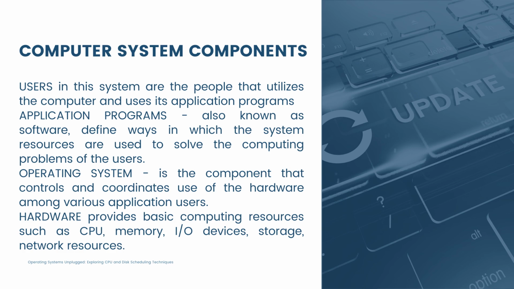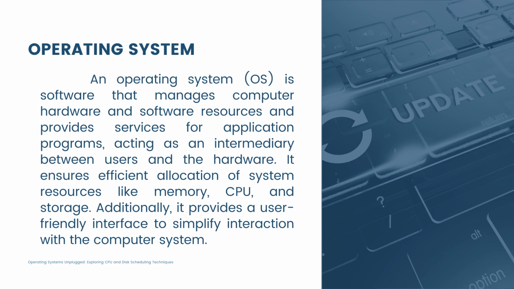Next is the operating system. This is the component that controls and coordinates use of the hardware among various application users. Then, last is hardware, which provides basic computing resources such as CPU, memory, I/O devices, storage, and network resources. In this context, the OS is a critical program that serves as a bridge or an intermediary between the user and the computer's hardware. It plays a dual role, allocating resources like memory and CPU time, and controlling the execution of various programs.